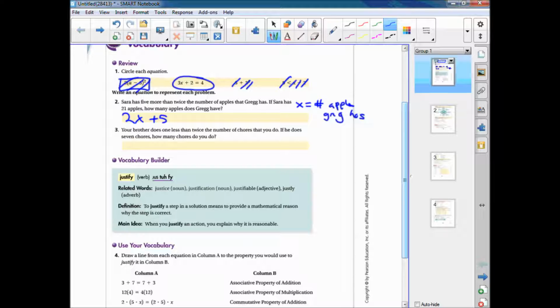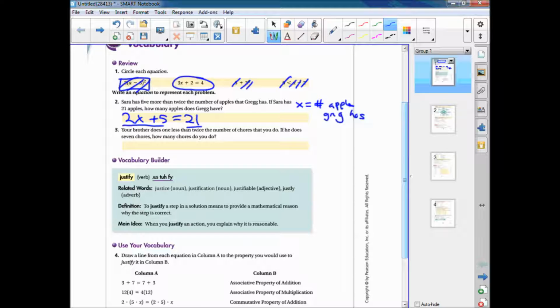But we also know another thing that equals the number of apples Sarah has. Sarah has exactly 21 apples. So over here is an expression for how many apples Sarah has in terms of Greg's, and over here is a number that stands for exactly how many apples Sarah has. I could solve this equation to find out how many apples Greg had.